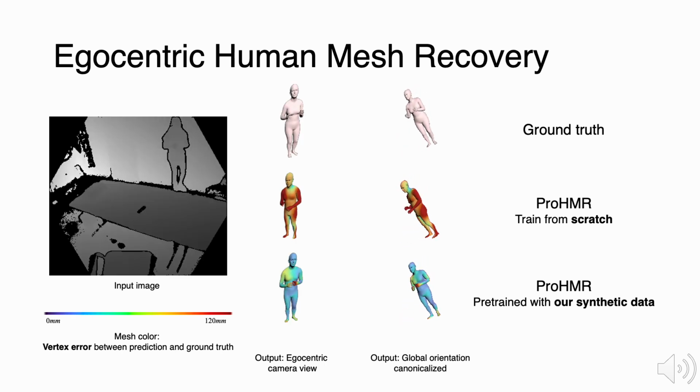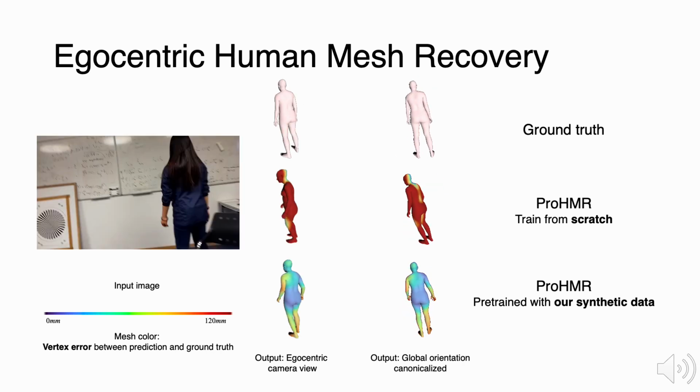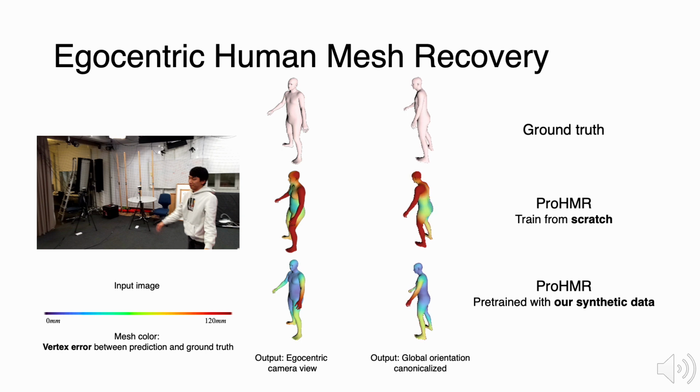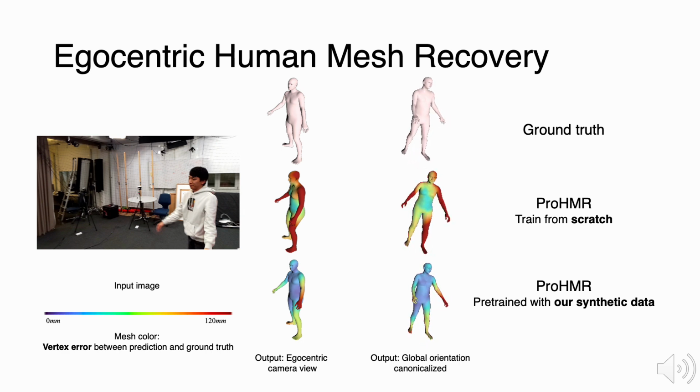Compared with a model trained from scratch on the EgoBody training set, the model pre-trained with our generated synthetic depth data achieves significantly improved performance. Furthermore, we extend the assessment to ProHMR with RGB images as input on the EgoBody test set. In contrast to the model trained from scratch on the EgoBody training set, the model pre-trained with our synthetic RGB data demonstrates improved performance.